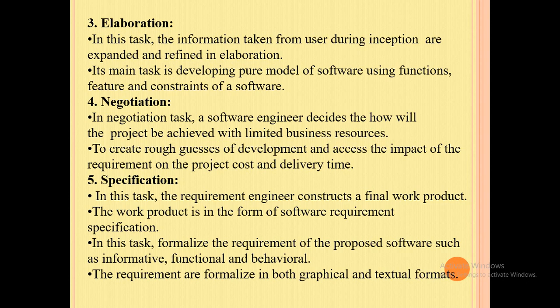Okay, now the next part is negotiation. Negotiation is from both ends. The client also negotiates and the developer also negotiates on the functions and on the cost. In the negotiation task, the software engineer will decide how the project will be achieved with limited business resources. It is going to create a rough estimate of development cost and the impact of the requirements on the project cost and delivery time. Sometimes your client says I want the project in 3 months. There the negotiation comes into the picture. The software engineer says no, we cannot develop the software in 3 months, we may require 5 months. So this is called negotiation on delivery time.